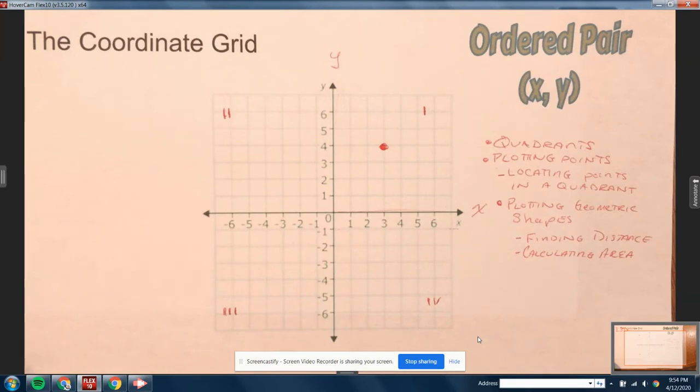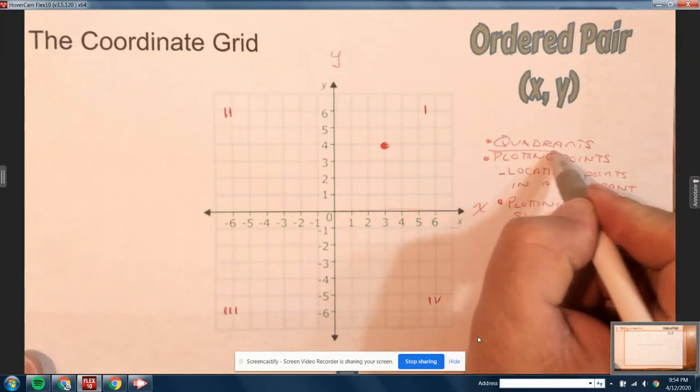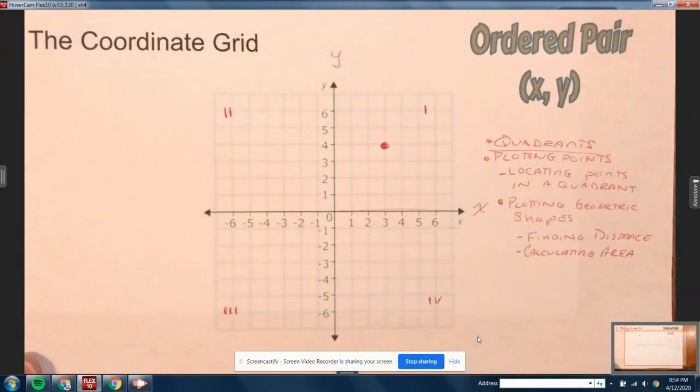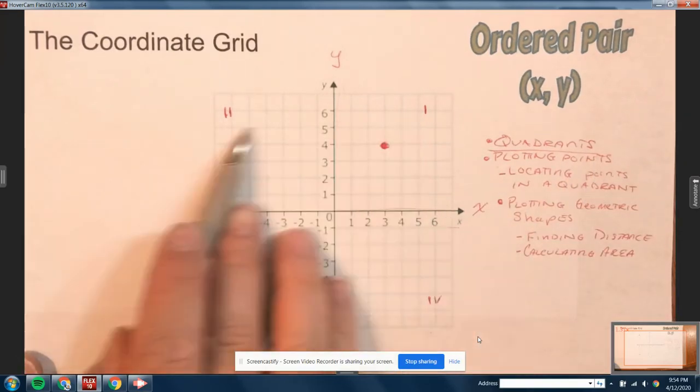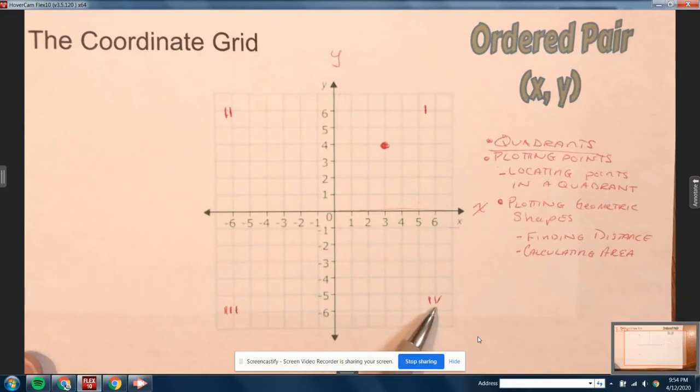These separate parts are what we call quadrants. And the quadrants are numbered 1, 2, 3, and 4. The only difference is that we use Roman numerals to notate the quadrants.